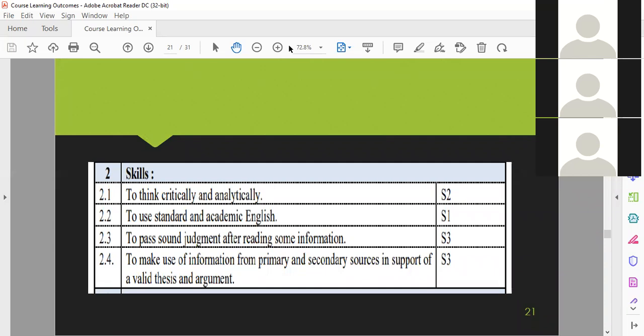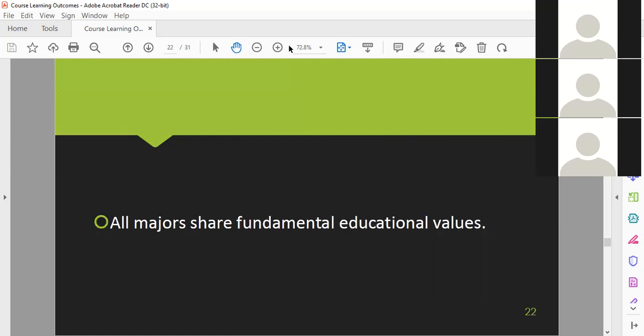And we should look closely at the course specification and help each other in evaluating the outcomes. They should not only be written by a single person. We need collective work in writing and approving course specifications, so all majors share fundamental educational values.